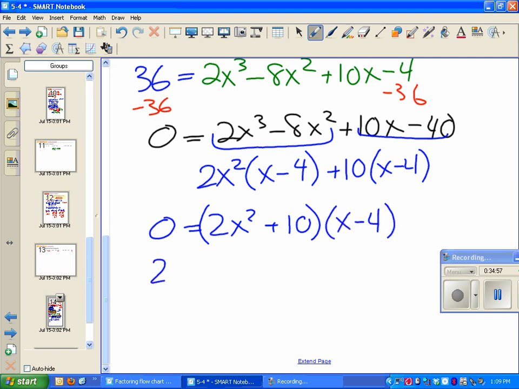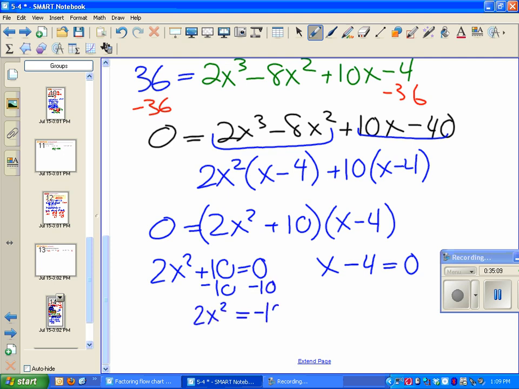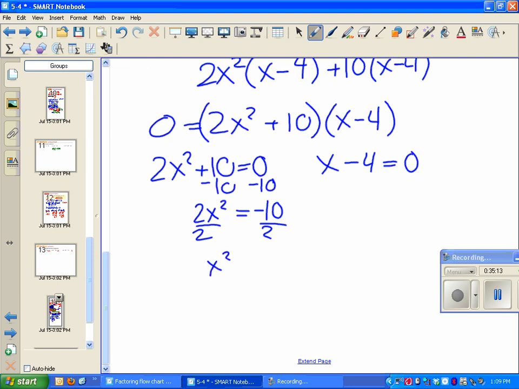Right, so when I set this equal to 0, and set this one equal to 0, we're going to subtract 10 from both sides, and we get 2x squared equals negative 10. When I divide by 2, I'm still going to get a negative number, and we can't have a negative length, so we automatically cross this one out. If I add 4 to both sides, I'm going to get x equals 4.